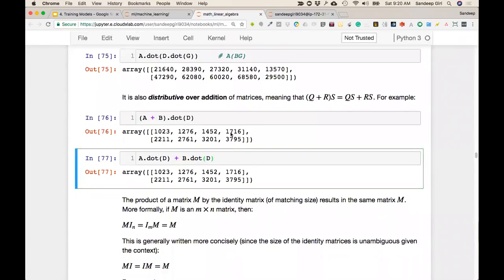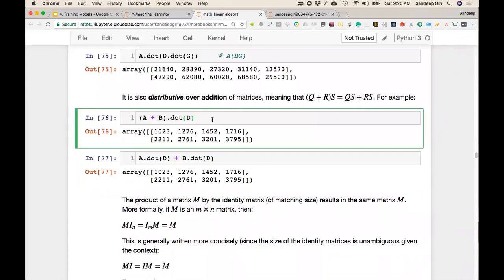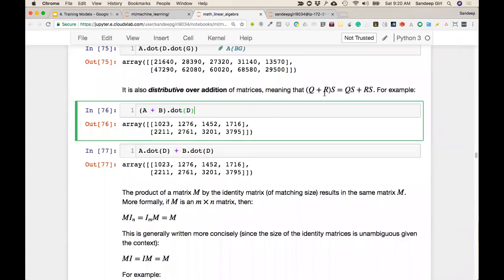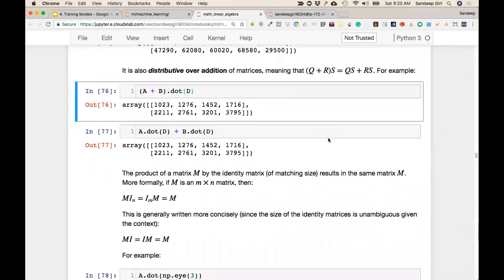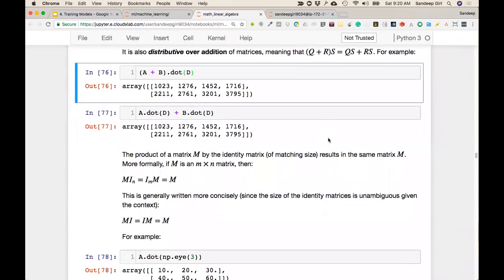All right, so here we are demonstrating that multiplication is distributive, as in if we have Q and R, which we are adding, and we want to multiply with S, either we could add them first and then multiply, or we can multiply and then add. That's distributive. The product of matrix M by identity matrix results in the same matrix. This is a very important thing. You will notice it later that more formally, if there is a matrix which is M into N, then whether we multiply M with IN or we do IN into M, we are always going to get the same matrix.